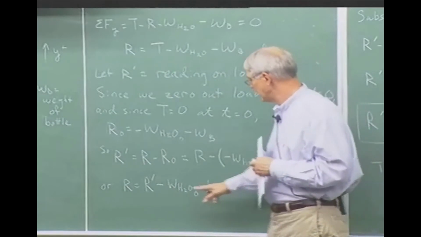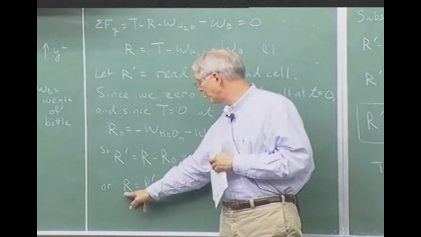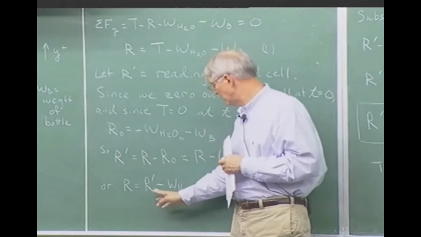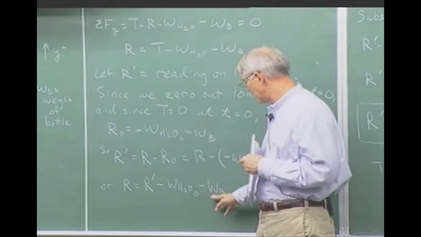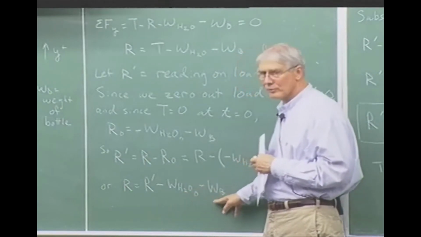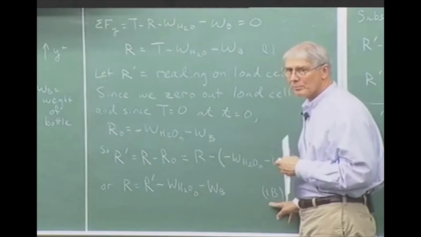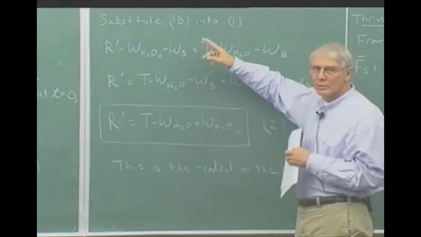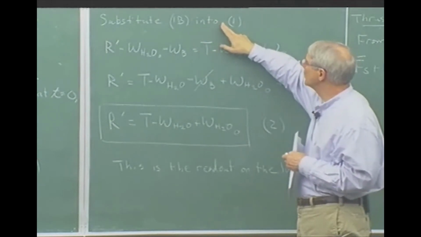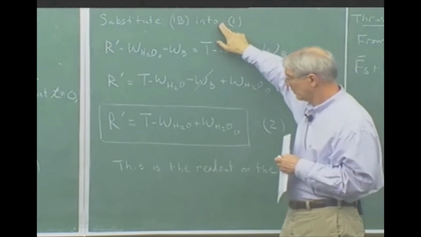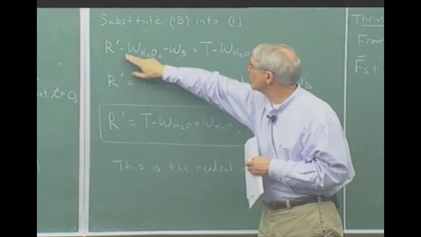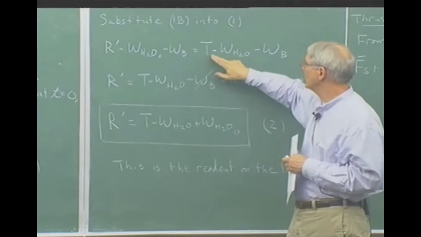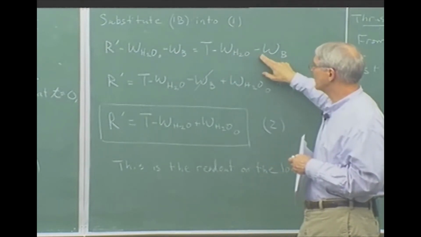Solve this for R, and we get the reaction force is equal to the reading on the load cell minus the weight of the water at time 0 minus the weight of the bottle. We'll call that equation 1b. Move over here. We substitute equation 1b into 1. On the left-hand side, we have R, so that's R prime minus the weight of the water at time 0 minus the weight of the bottle, equal to thrust minus the weight of the water minus the weight of the bottle.